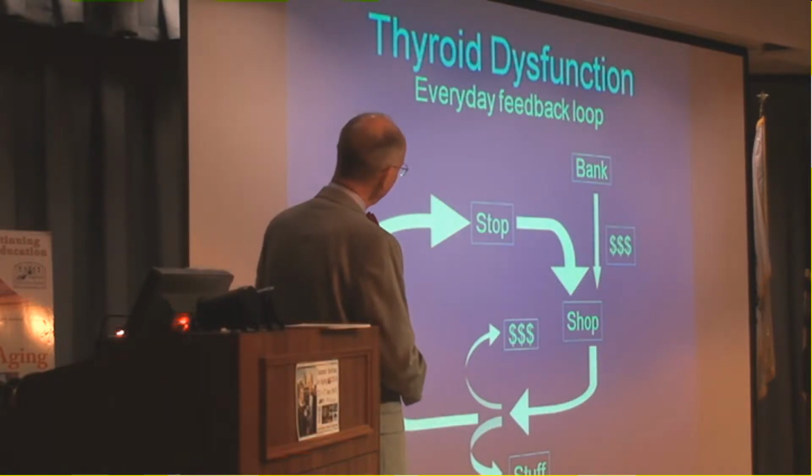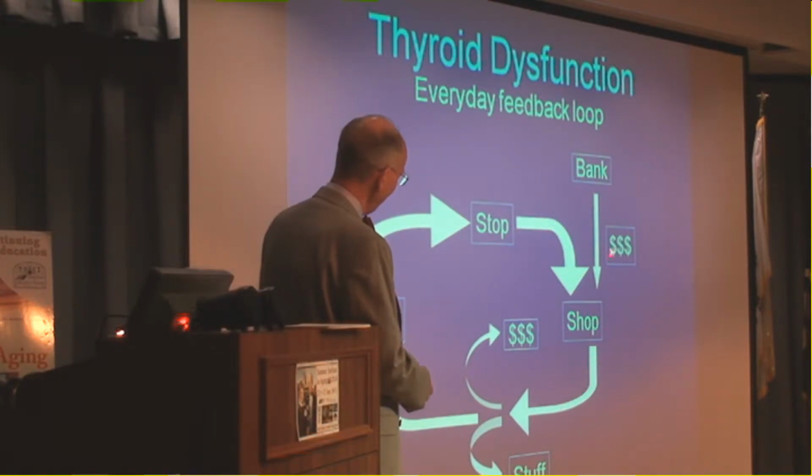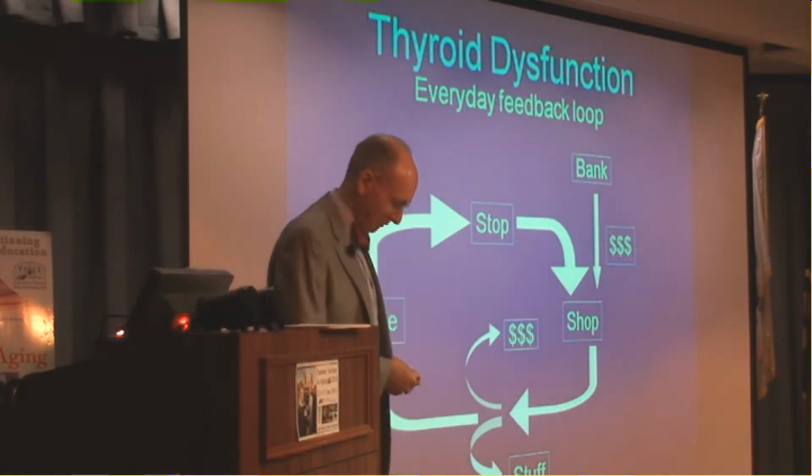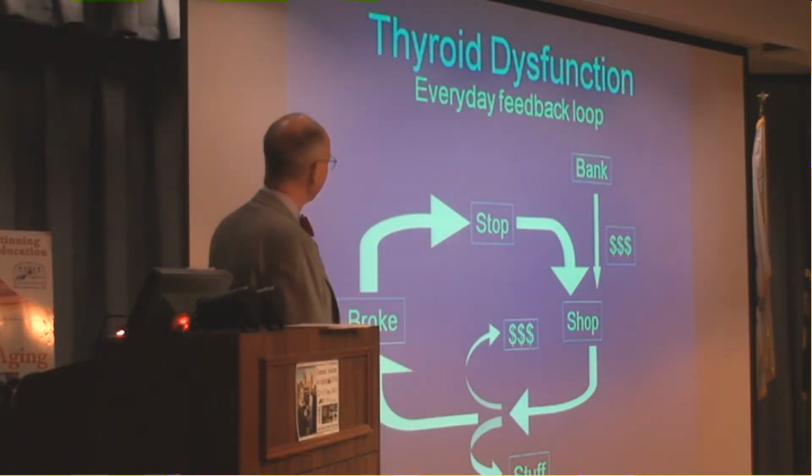Here's an everyday feedback loop. Okay, so you say, oh, I'm going to go shopping. You stop by the bank, you get some cash. You go shopping, you get lots of stuff. You spend lots of money. Whoop, I'm broke. Okay, feedback, stop shopping. Wait until the next payday. The next payday says, okay, I've got money now, so let's go shopping again. So there are feedback loops all over the place.